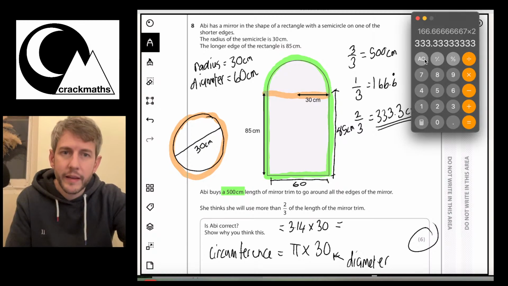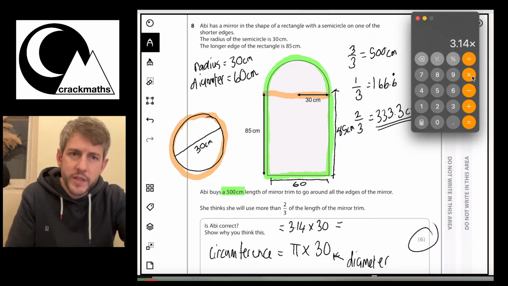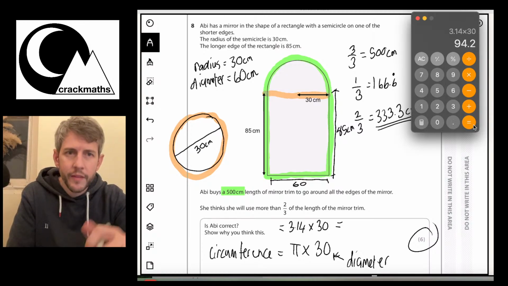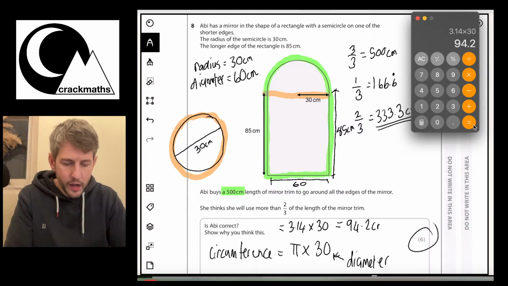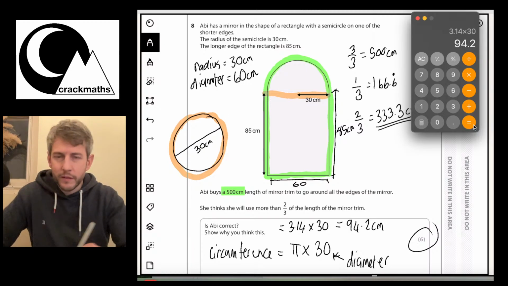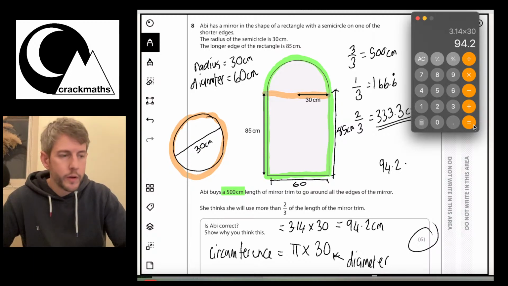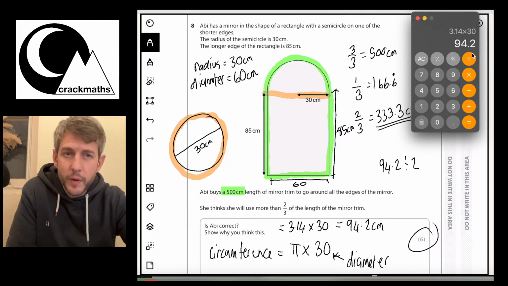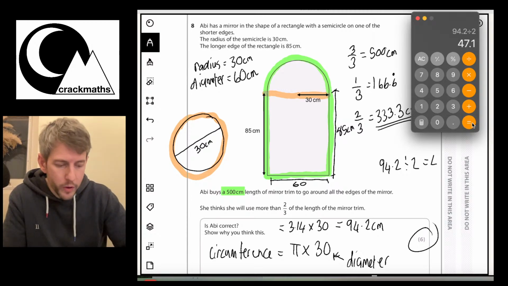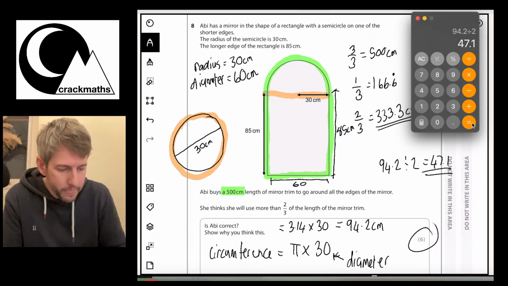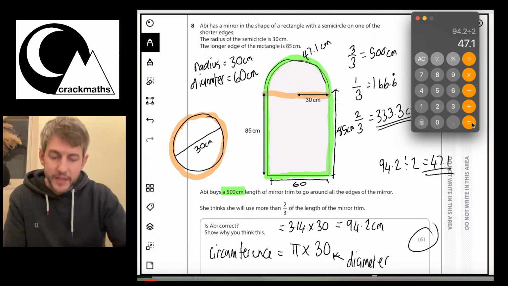So I'm going to do that on my calculator. 3.14 times 30. And that equals 94.2. But that is all the way around, and we only want to go half the way round. So we're now going to do 94.2 divided by 2 to see where that gets us. So 94.2 divided by 2 equals 47.1. Okay, so that distance from here to here is 47.1 centimetres.